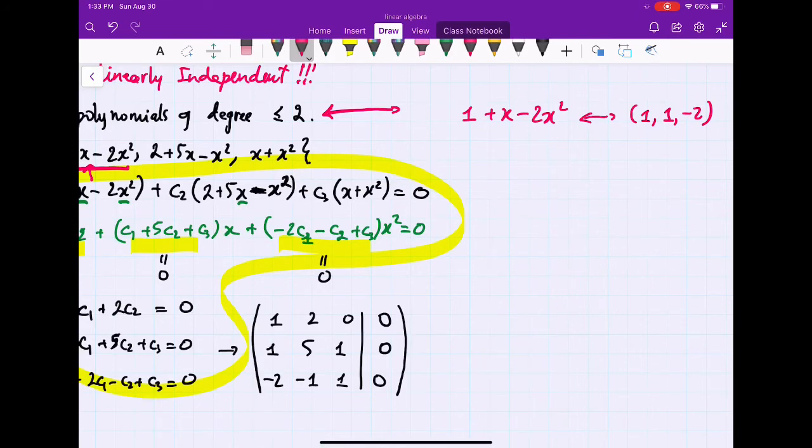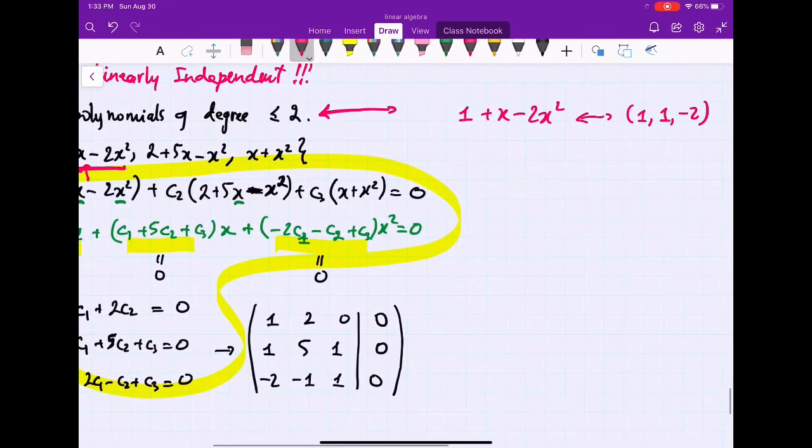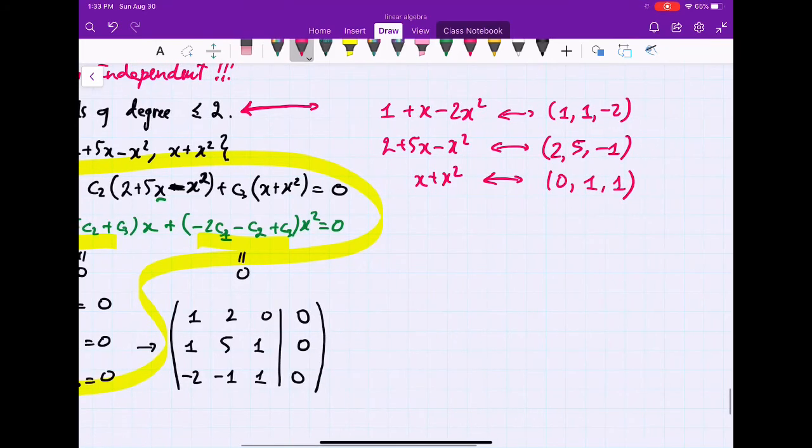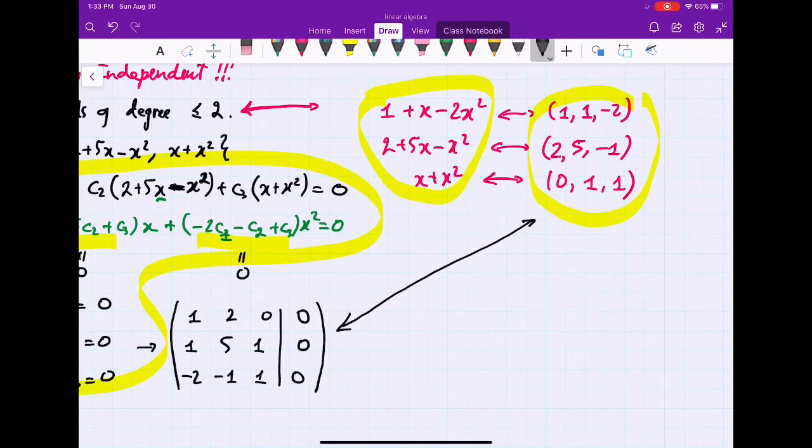And set them in order. And the second polynomial, 2 plus 5x minus x squared, is corresponding to 2, 5, and then negative 1. And the last one is what? x plus x squared is 0, 1, and 1. So instead of working with these polynomials, I just need to work with these vectors. And we know how to do that, right? We write these vectors in column form. You get exactly this system.